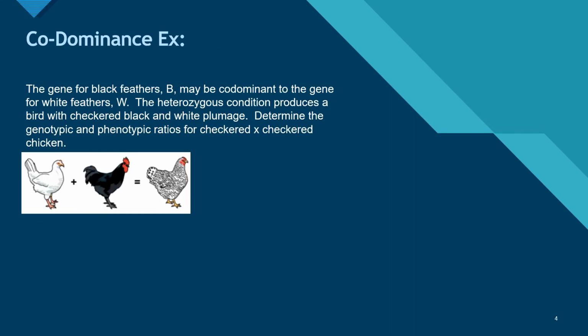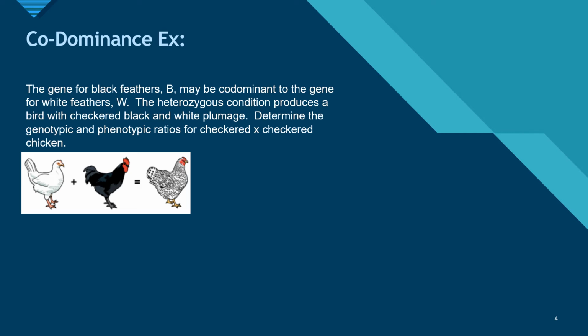Okay, now let's do some practice questions of both of them. So we'll start off with the codominance one. The gene for black feathers, big B, may be codominant to the gene for white feathers, big W. It's important to remember that for codominance, we actually don't use lowercase letters. We only use uppercase letters.